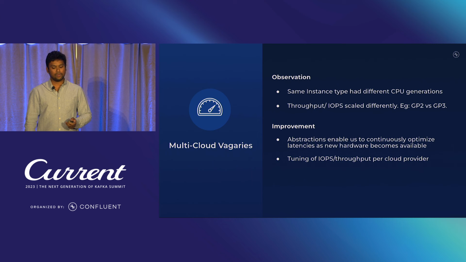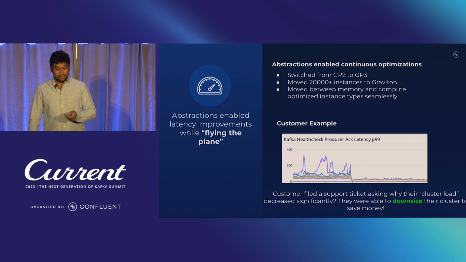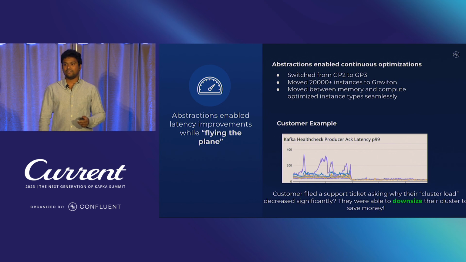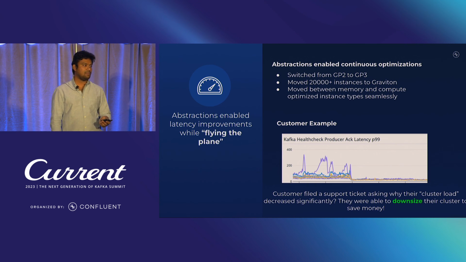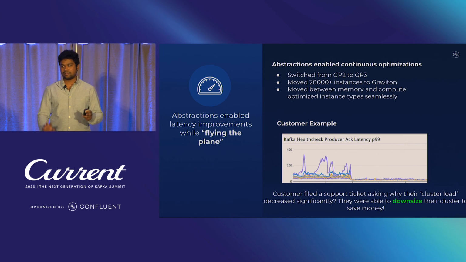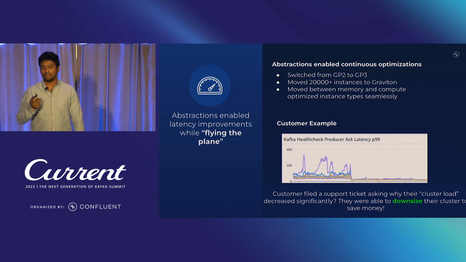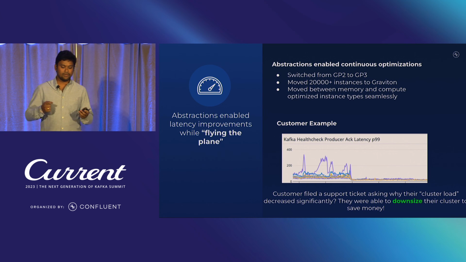Also, we tune throughput and IOPS very, very significantly. When we moved from GP2 to GP3, we changed all our page cache settings to make use of the better IOPS in GP3 so that it gives a better price to performance. The second thing is we've moved to Graviton in all of Confluent Cloud. So we have more than 20,000 instances running in AWS Graviton. For people who don't know, Graviton is the ARM processor. It's not the Intel processor. It gives much better price to performance in AWS. We also consistently switch between memory and compute instances in other cloud providers as well.